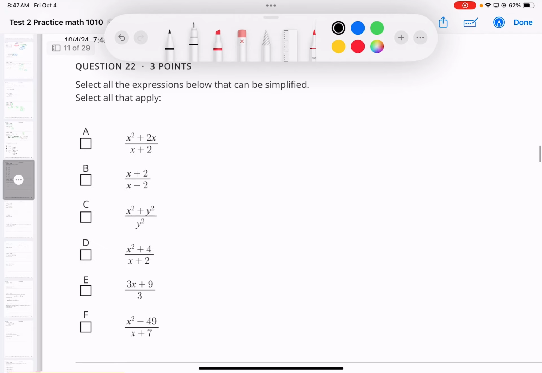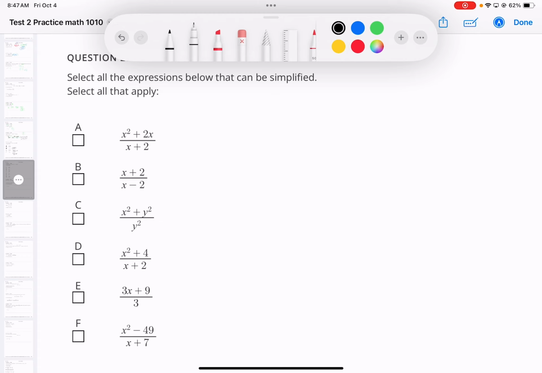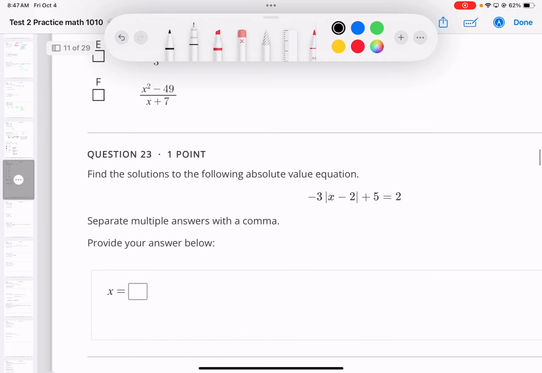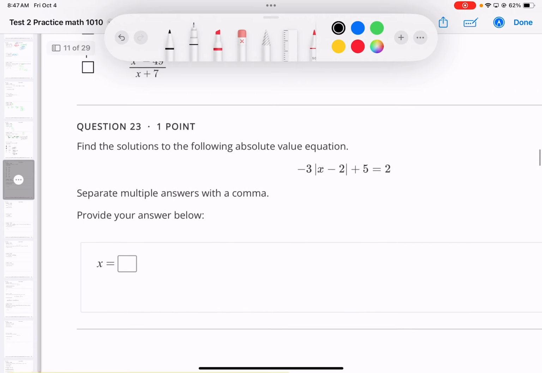Okay, which ones can be simplified? This is going through and just factoring each one, seeing if there's anything you can simplify out, can reduce. I think this one's fairly straightforward. I want to find some more that are different. Absolute values. What do you guys remember about absolute values? Should we just do this one real quick?